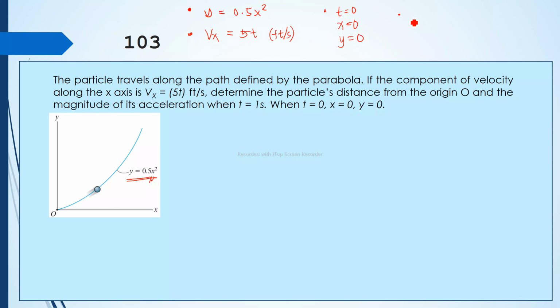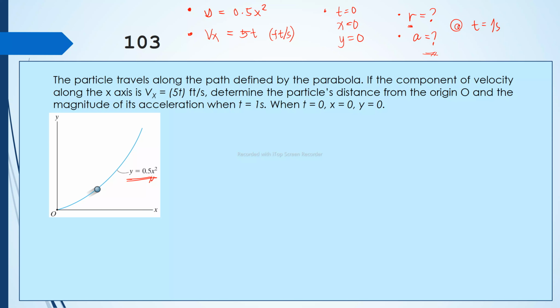And we were asked to determine the particle's distance from the origin, so that is r, and the magnitude of the acceleration, so that is our a, at time equal to 1 second. Therefore, we need to differentiate velocity to get acceleration. And since we are looking for position, we need to integrate velocity so we can get the position.